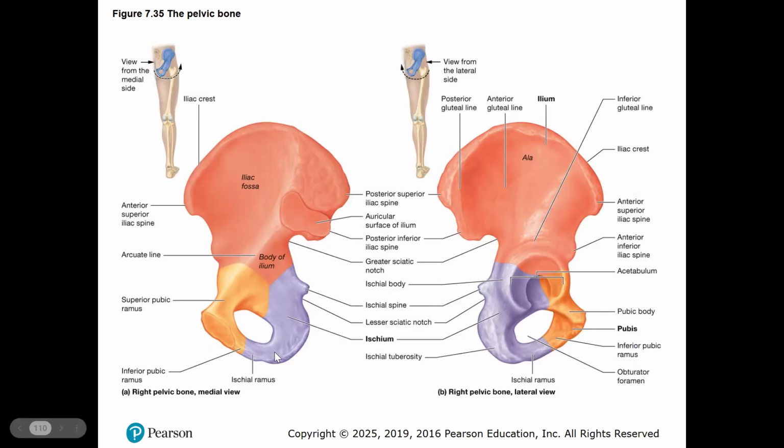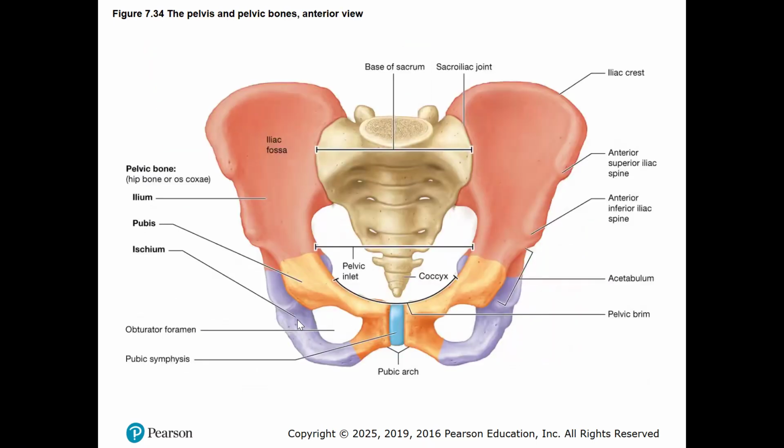Have your ischium here, your ischial rami. The ischium is also known as your sits bone. When they say to sit back on your sits bones, these are the ones you're sitting on here. And where the two pelvic bones join together is here at the pubic arch, this curved area, and it's joined together by this cartilaginous joint known as the pubic symphysis.